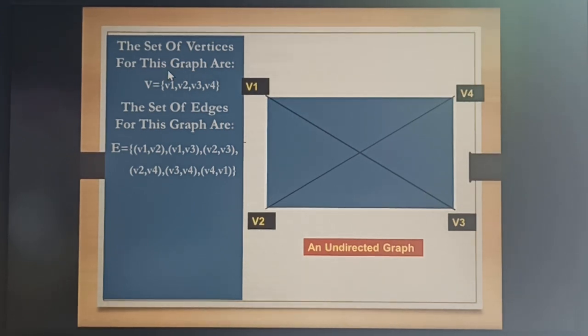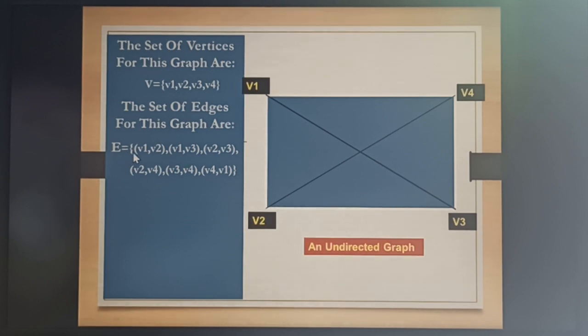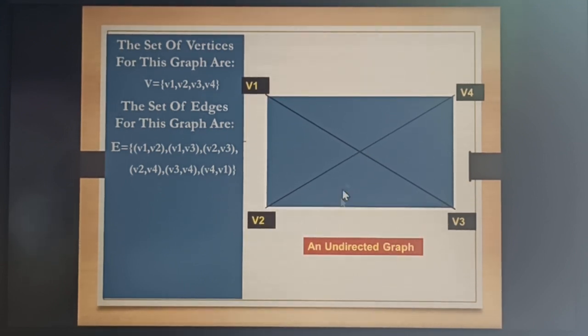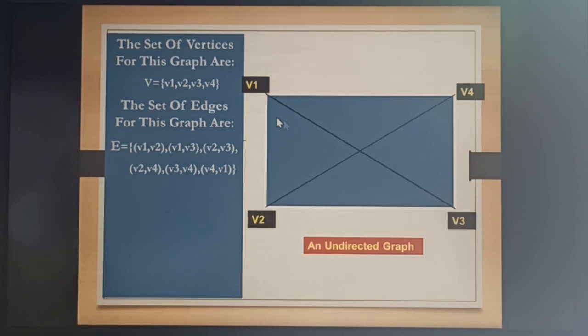So you can say that this graph contains vertices and edges. The set of vertices for this graph is V = {v1, v2, v3, v4}, and the set of edges is E = {v1v2, v1v3, v1v4, v2v4, v3v4}. So these are the set of edges. This is one undirected graph. In the case of an undirected graph, v1v3 is equal to v3v1.